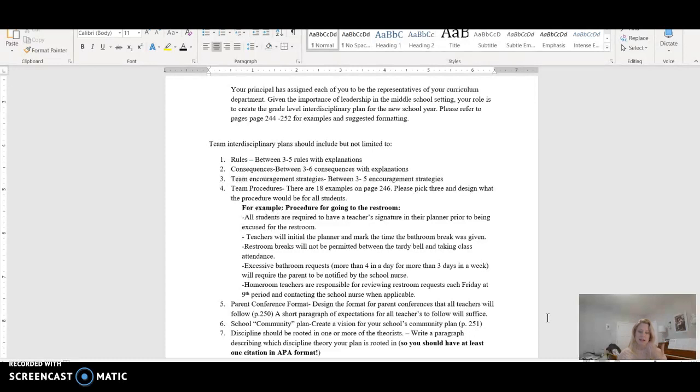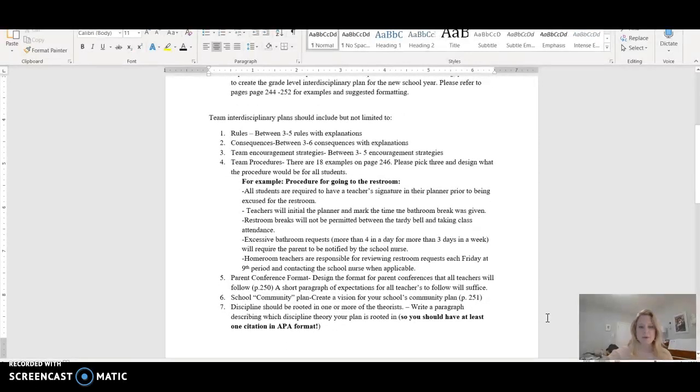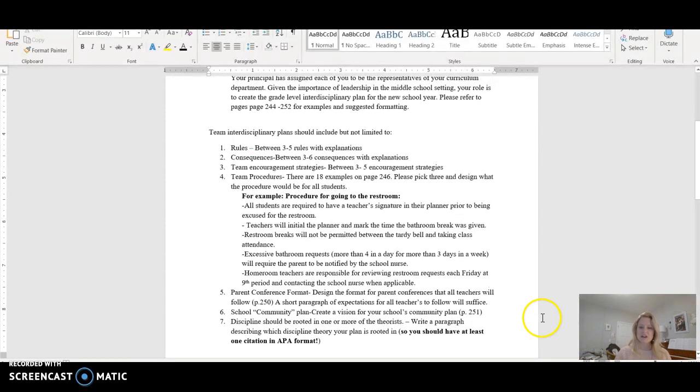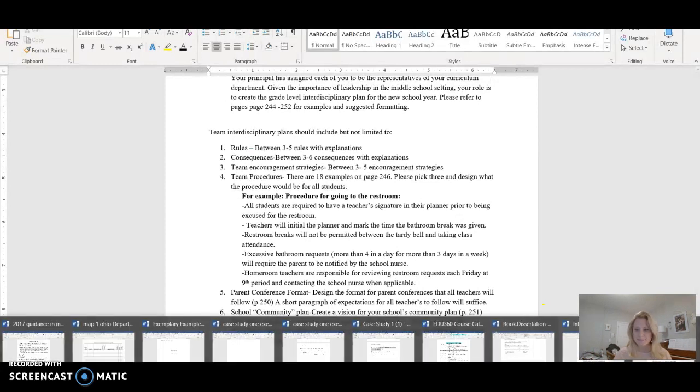So the best way that I could show you what I mean by this is to look at an example, because what you'll notice in the exemplary example that we look at is that the student who constructed her rules, consequences, and team encouragement strategies then references back to them when she's talking about the theorists that helped to inspire the way she worded them and those consequences and team encouragement strategies that she came up with. So that's everything in a nutshell. Let's look at an exemplary example.